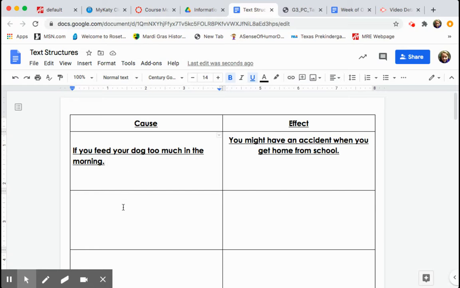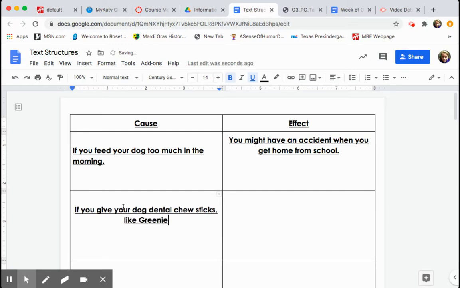Okay. Another one could be if you give your dog dental chew sticks, I'll just say like greenies, then your dog will have healthy teeth. Okay, so many different ways you can look at cause and effect.